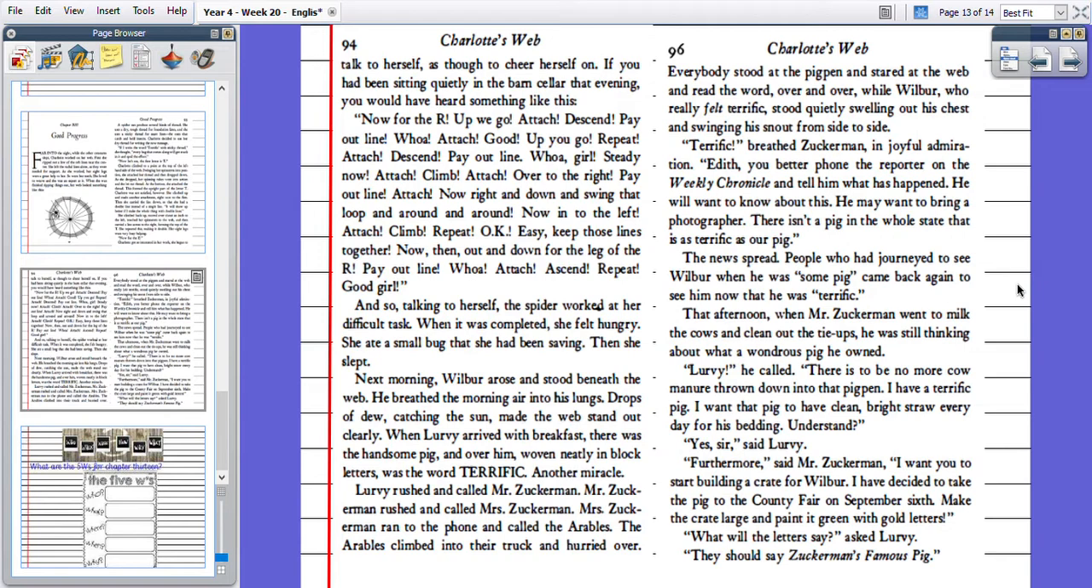"Furthermore," said Mr. Zuckerman, "I want you to start building a crate for Wilbur. I have decided to take the pig to the county fair on September the 6th. Make the crate large and paint it green with gold letters." "What will the letters say?" asked Lurvy. "They should say Zuckerman's famous pig."